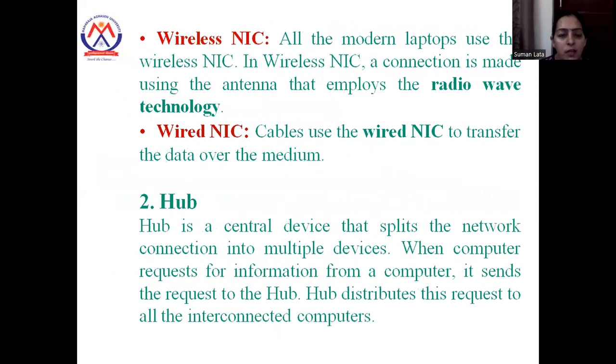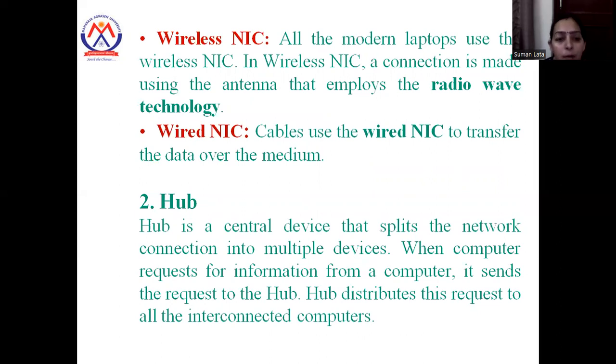First is wireless network interface card. All the modern laptops use the wireless network interface card. In wireless network interface card, a connection is made using the antenna, and that antenna employs the technology of radio wave in order to transmit or receive signals. Second is wired network interface card. In wired network interface card, cables use the wired network interface card to transfer the data over the medium.